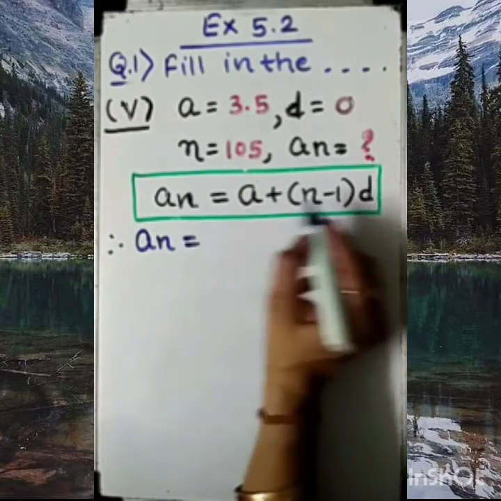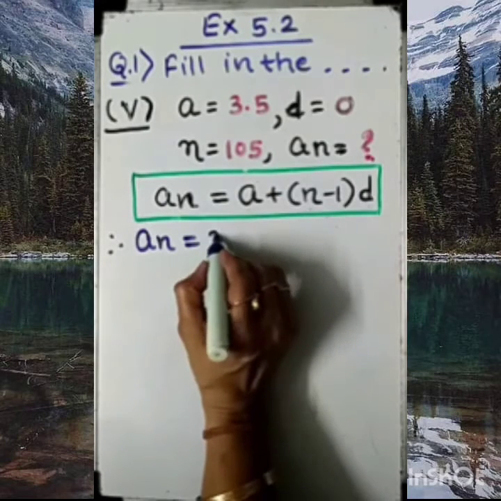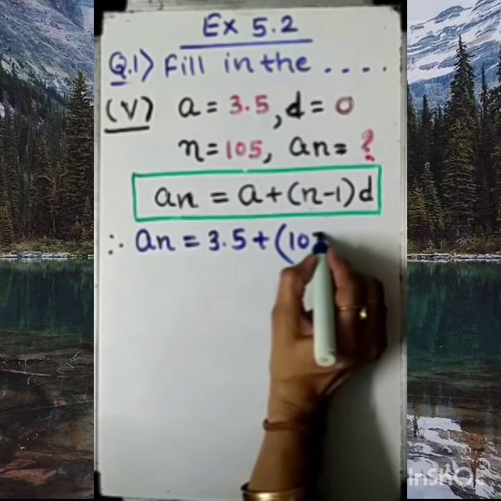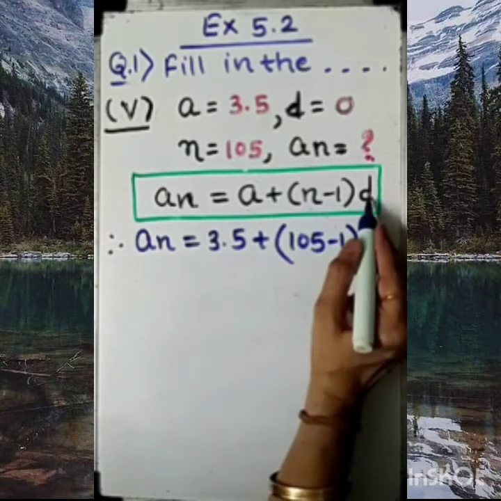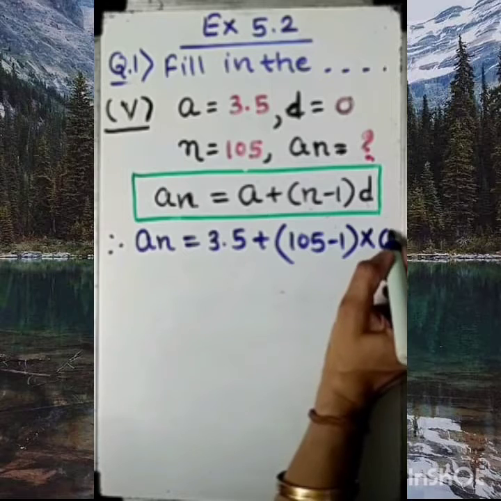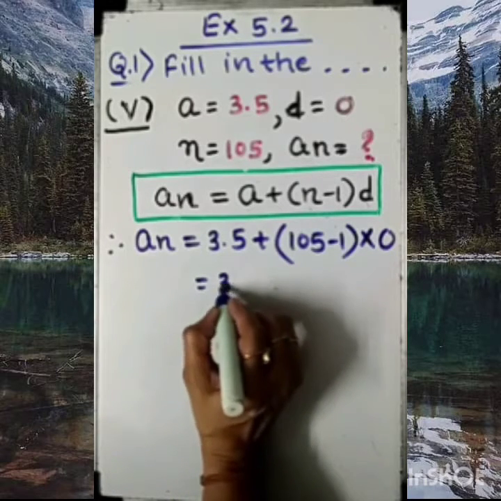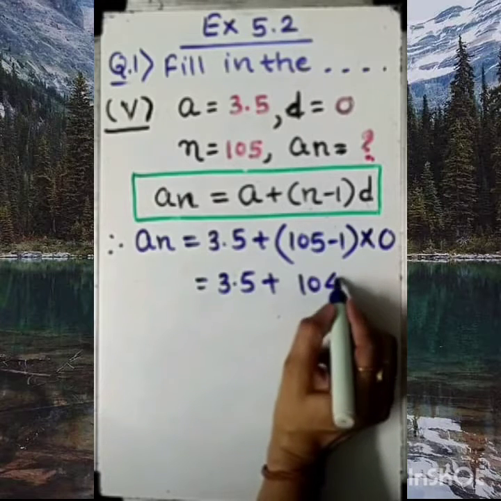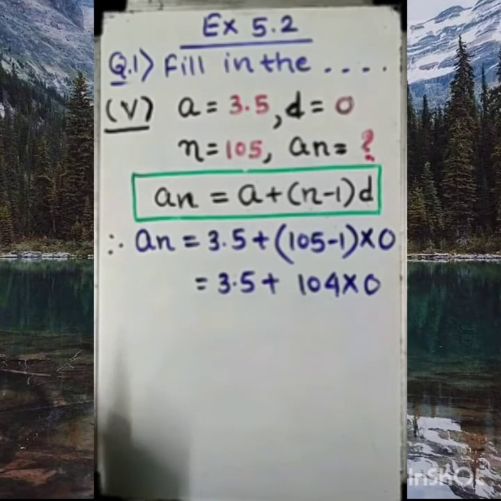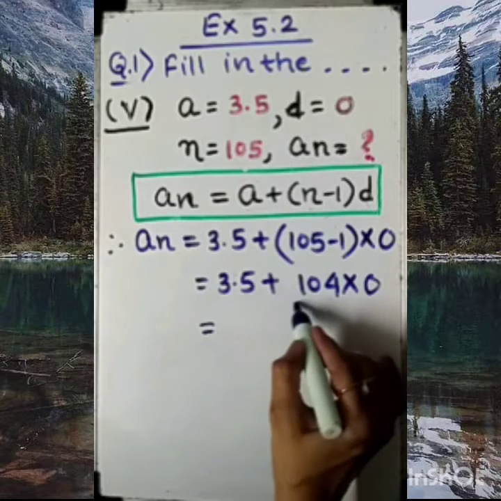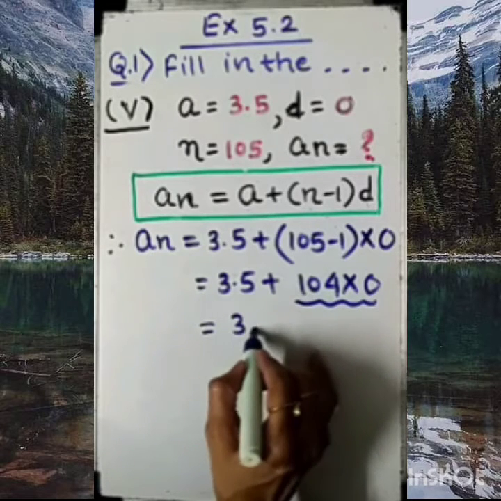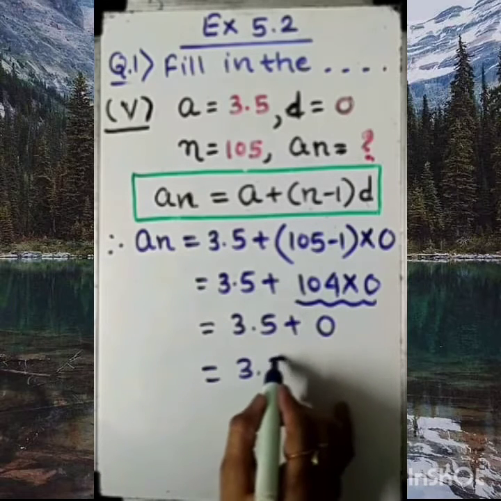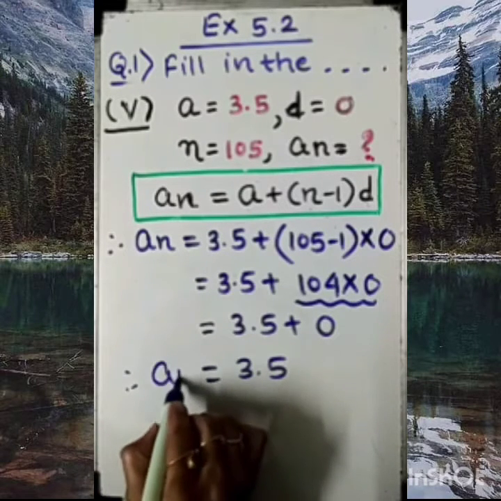The formula remains same. The value of A I am inserting here 3.5. In place of n I am writing 105 minus 1 and the value of D is 0. Okay. So here 3.5 plus 105 minus 1 is 104 into 0. So my dear student, any number when we multiply with 0, of course it gives the result 0. So the answer for this An is only 3.5.